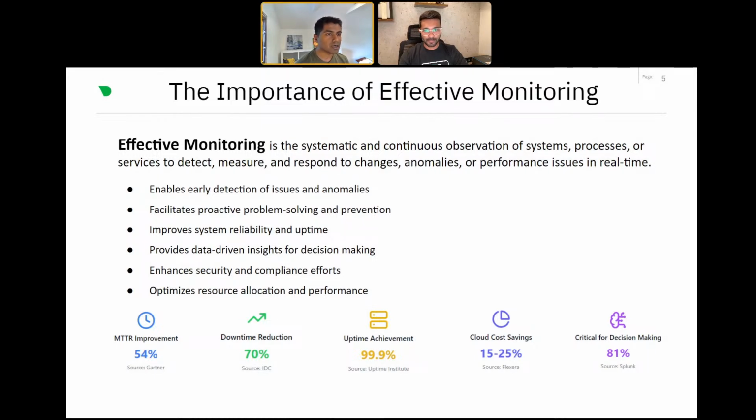And of course, effective monitoring will also help you enhance your security and your compliance. And overall, it just makes the performance of your infrastructure much more optimal. And you can see some of these numbers. I'm not going to go through them, but we're talking about real hard numbers here in terms of how much effective monitoring really matters.